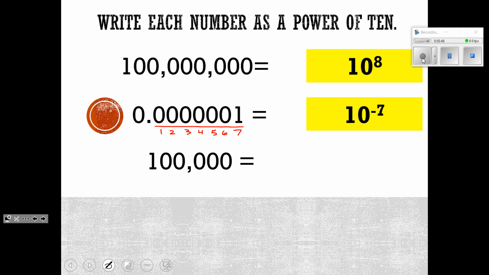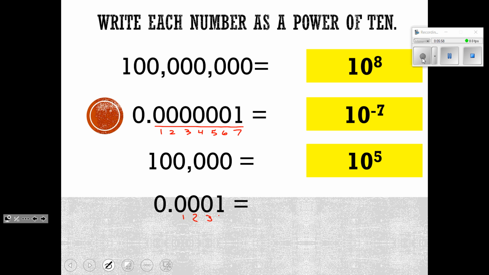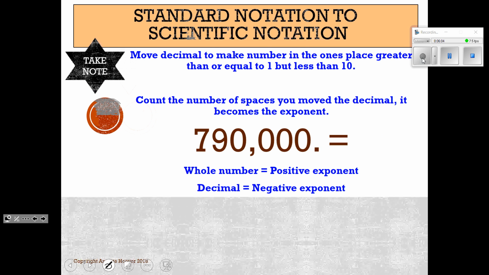Here we see a large number with 5 zeros, so that would be 10 to the 5th power. Here we see a decimal, a very small number with 4 digits past the decimal, so that would be 10 to the -4th power. So that gives you an idea how powers of 10 work. Now let's look at scientific notation.